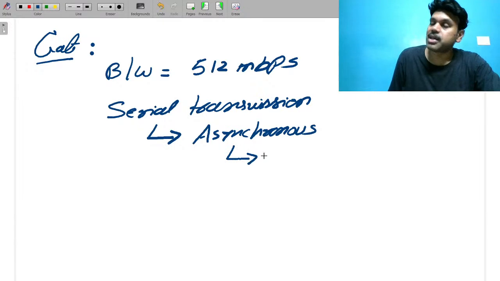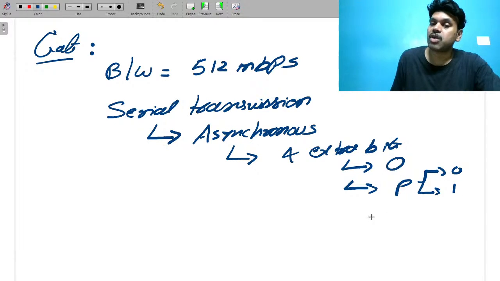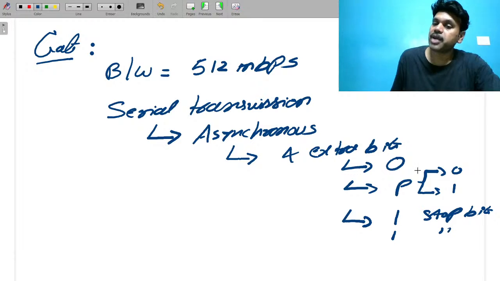And in asynchronous, I am adding 4 extra bits. You know what the 4 are? One is a start bit, that's nothing but 0. One is a parity bit, it can be 0 or 1 based on even parity or odd parity. The other ones are stop bits. So I'm taking 2 stop bits and 1 start bit.